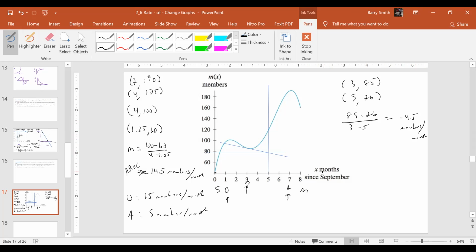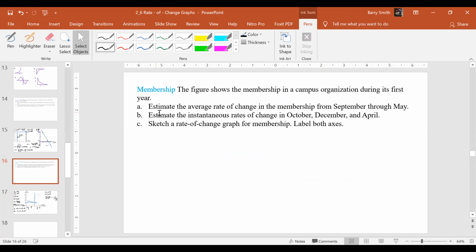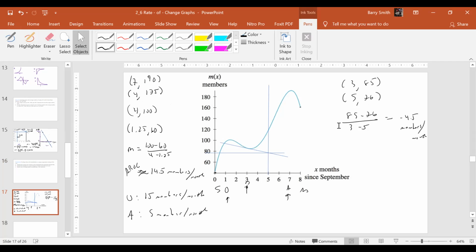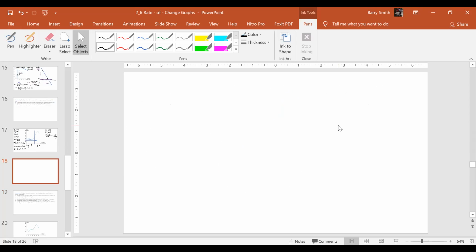And so now hopefully we've got all that. Now what else do we need to do? Sketch a graph of the rate of change for membership, label both axes. Okay, so we've got the points we need. So now let's draw what it should look like. And so we're going to have positives and negatives, so we have to go all the way down. Let's kind of just cut it here in the middle somewhere.